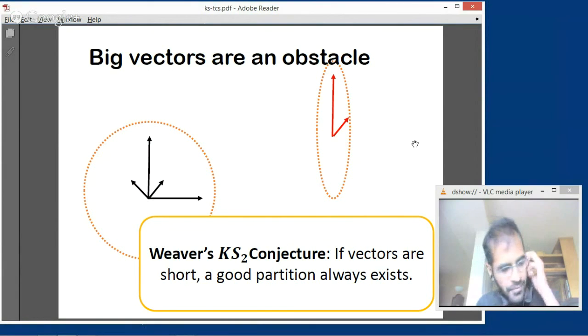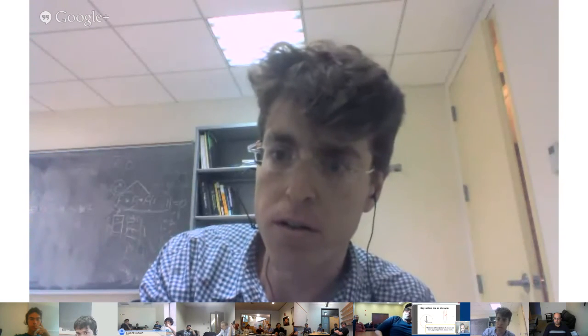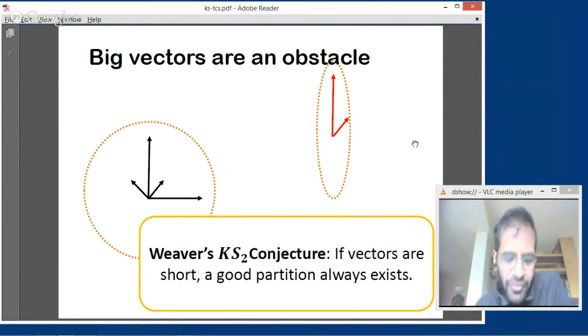Okay. Another thing to look at is the one-dimensional case. In the one-dimensional case, this just becomes bin packing. If you have a bunch of numbers that add up to 1, and you want to split them into subsets that are close to a half, if the numbers are big, you cannot do it, right? Yeah. No, I just meant, to demonstrate why big vectors are an obstacle, you don't need the short vectors, right? You just take an orthonormal basis.